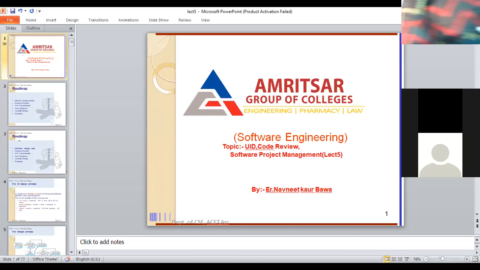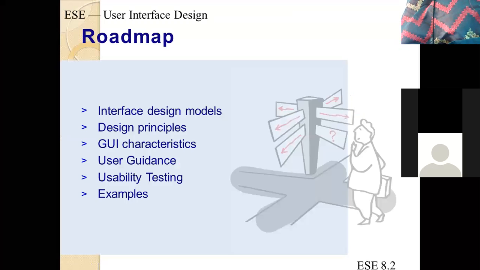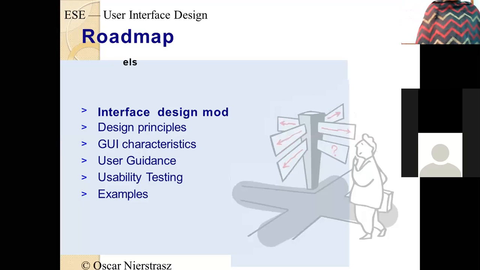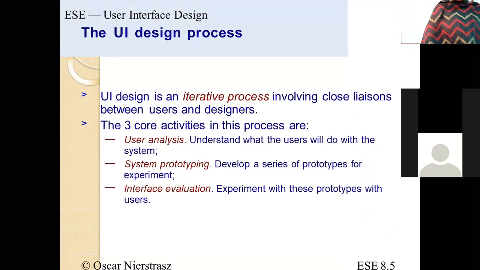So this user interface design topic consists of interface design models, design principles, the UI characteristics, user guidance, usability testing, and some examples. These are the contents of this topic. First of all, the interface design model: the UI, user interface design process.